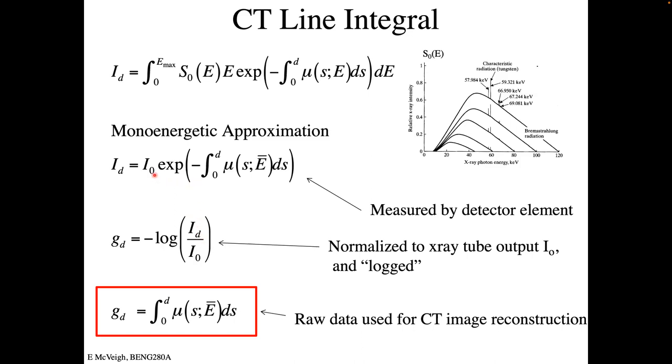And we know what the expression is for that. It's just a mono exponential given by this equation. If we take the log of this, that gets rid of the exponent. We call that g of d after we take the log and put a negative sign. What we're left with is just the integral of mu through the material. This is the actual data that we will use as raw data for the inversion to get the image. It's this stuff, and this is called logged data.